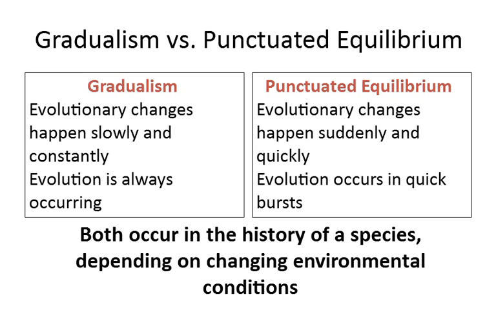Both gradualism and punctuated equilibrium happen during the history of a species, but it depends on how the environmental conditions are changing. If the environmental conditions are changing very gradually and slowly, then the species will likely evolve gradually and slowly. On the other hand, if the environment is changing rapidly, then evolution will likely happen via punctuated equilibrium.